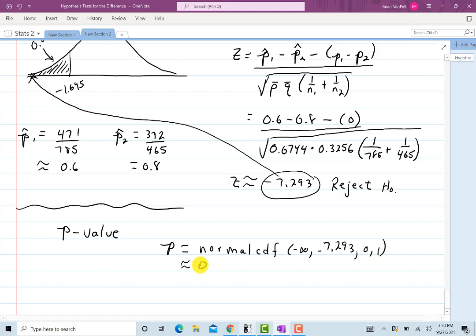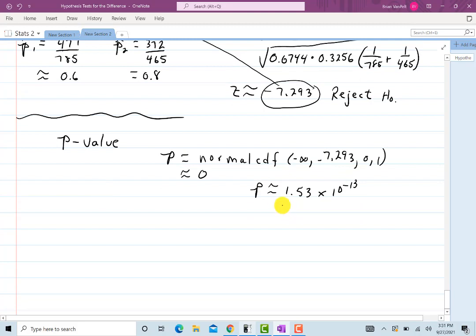I am going to use another calculator to compute this to tell you what it comes out to be. I used another calculator and it gives me 1.53 times 10 to the negative 13. That means that if you wanted to write it out as a decimal, you would have 12 zeros and then you would have 153. So you can see on one calculator, well, essentially that is 0. Well, 0 is going to be less than any alpha. P is less than alpha, which implies that we reject H naught.